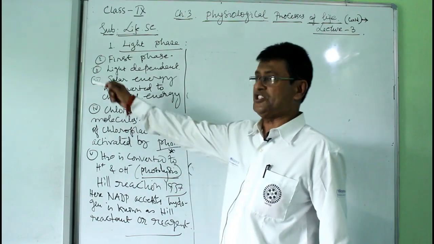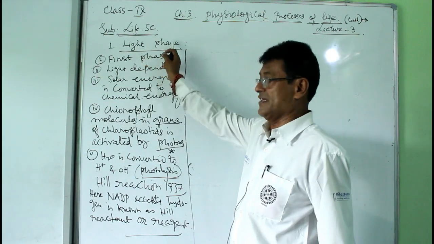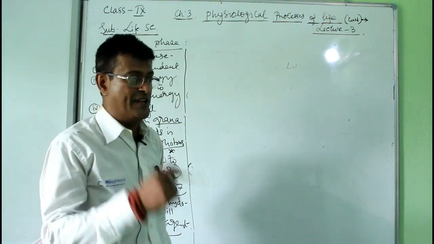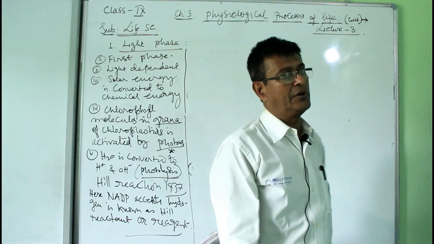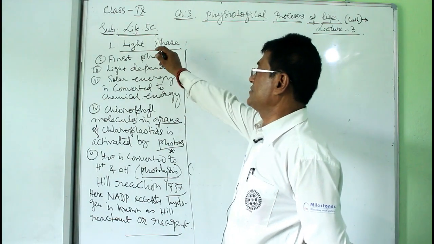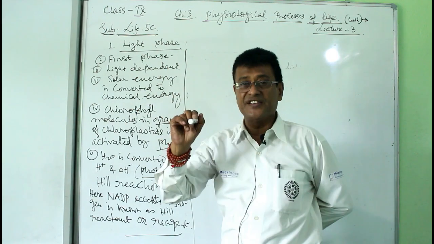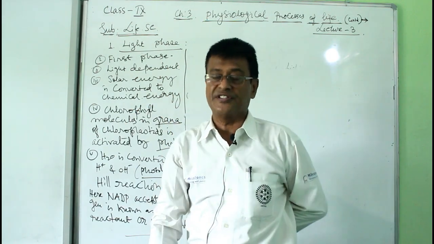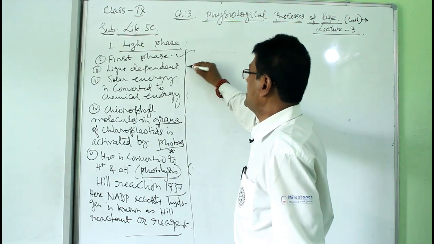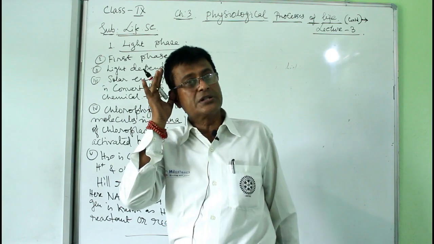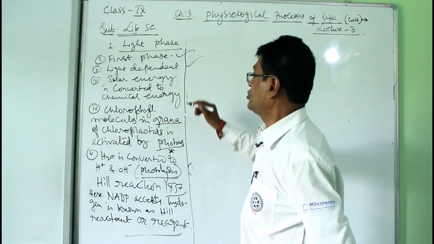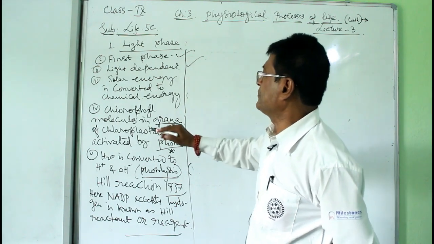Here we have the first phase, which is known as the light phase. You know, photosynthesis occurs in two phases. One is the light phase, the other one is the dark phase. Light phase is the first phase of photosynthesis and it is light dependent, because if there is no sunlight, this phase is not possible. So it is light dependent.